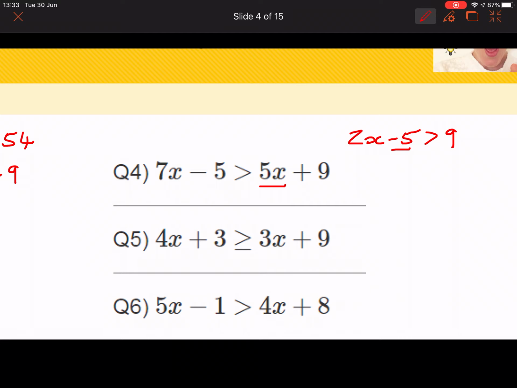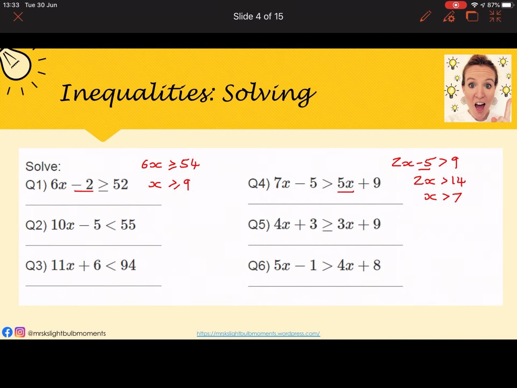Now I'm going to add 5 to both sides. 2x is greater than 14. And my answer would be x is greater than 7. Okay, so similar skill, similar practice. Can you have a go at 1 or 2 from either the left hand side or the right hand side? Just giving you probably 40 seconds. Not long enough, but I reckon you can do 2 of those tricky questions in that time. Off you go.